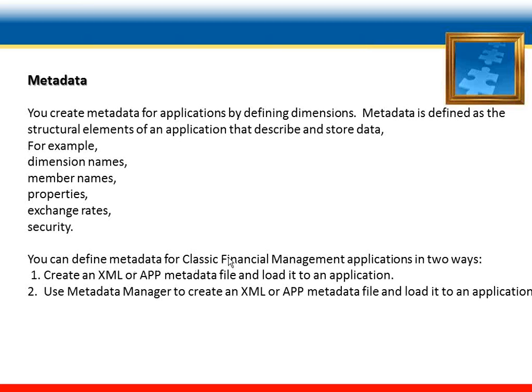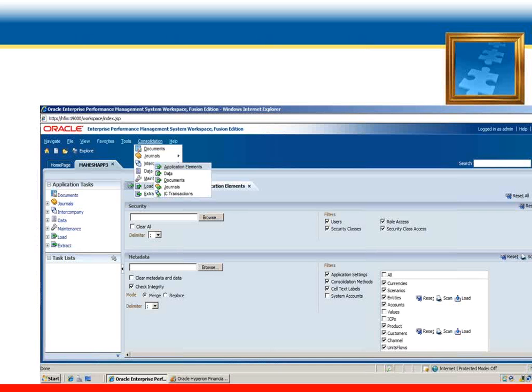You can define metadata for a classic Financial Management application in two ways. One is to create an application XML or app metadata file and load it to an application. Another option is to use Metadata Manager to create an XML or app metadata file and load it to an application. So let's see here.